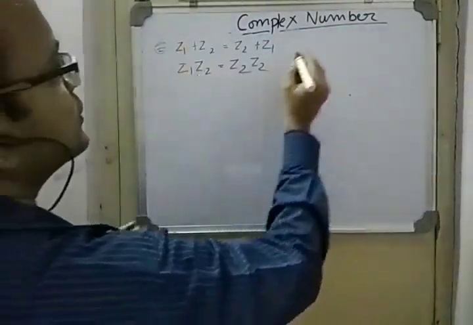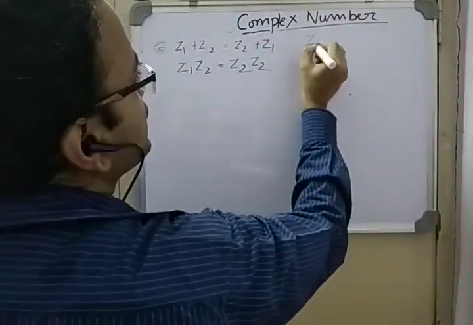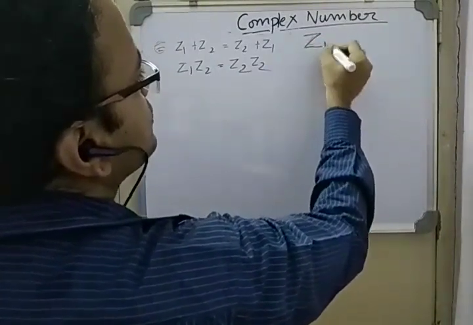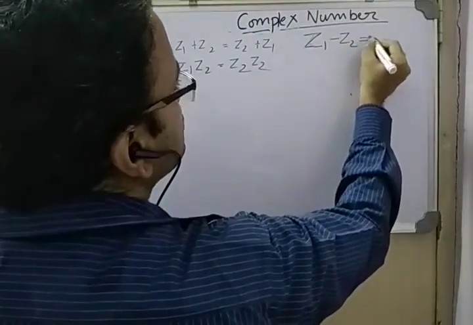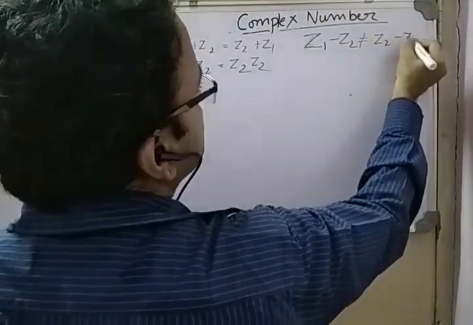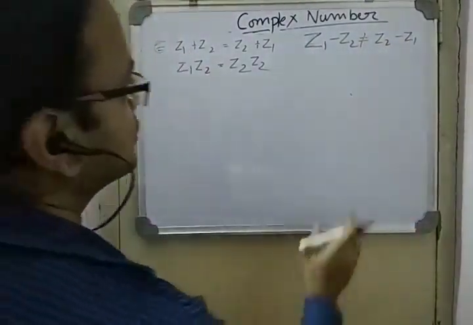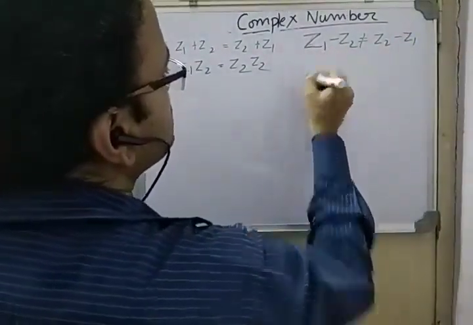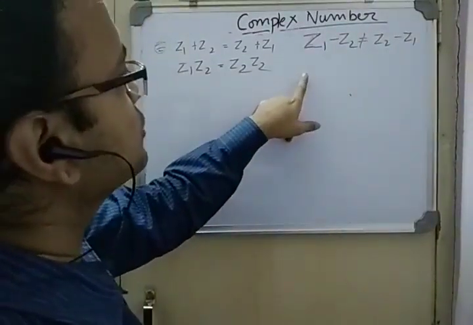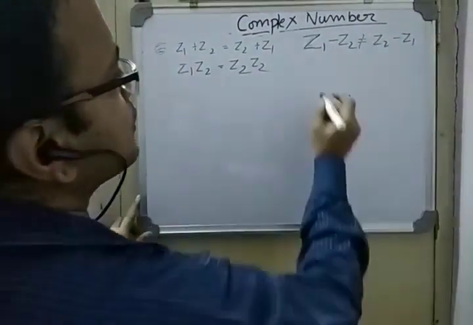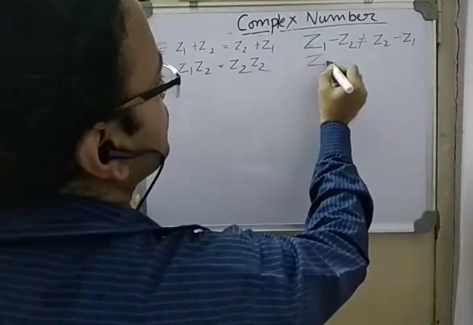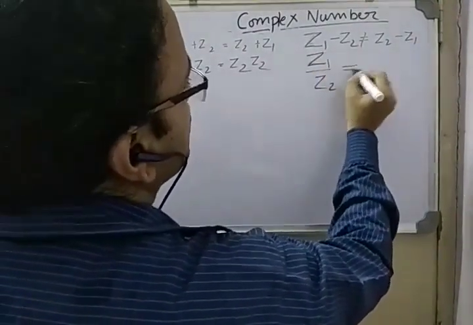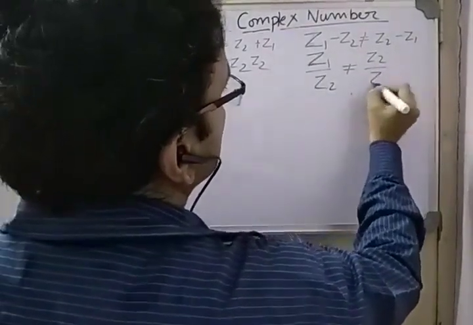So that was addition. Now see what happens to subtraction. Simply we know 2 minus 3 is not equal to 3 minus 2. Simply z1 minus z2 is not equal to z2 minus z1. So commutative law does not hold for subtraction. Similarly for division, z1 by z2 cannot be equal to z2 by z1, okay?